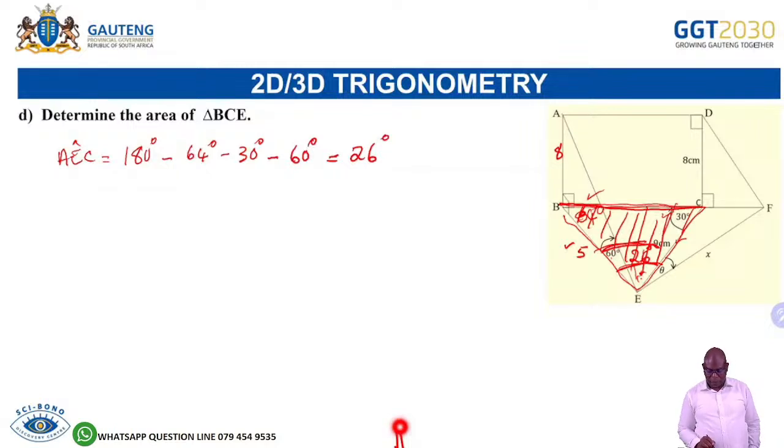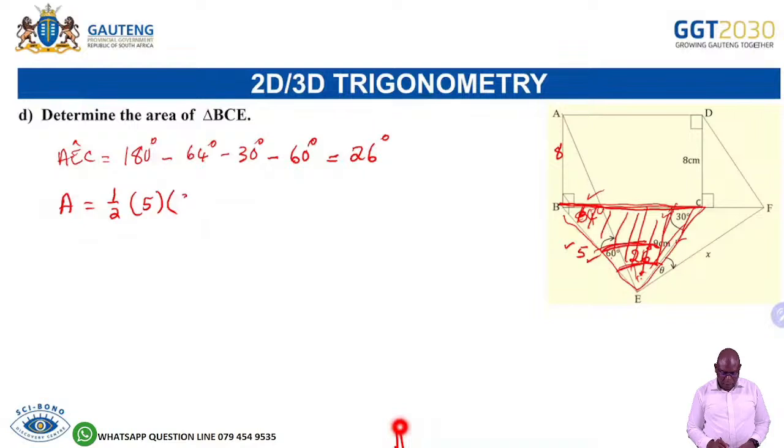So I need this side. Remember, I need BC. Right? I need the area, by the way. I need the area of the triangle. So how am I going to get the area? The area will be half of, I've got this side here, which is 5, I've got that side there, which is 9, sine of that whole angle now. I know 60 plus 26 is 86 degrees. Then I can calculate the area. So the area of that will be 22,45. I think it's meters, or centimeters squared.